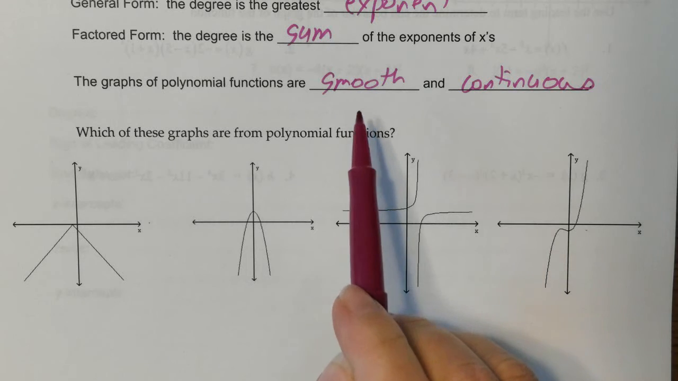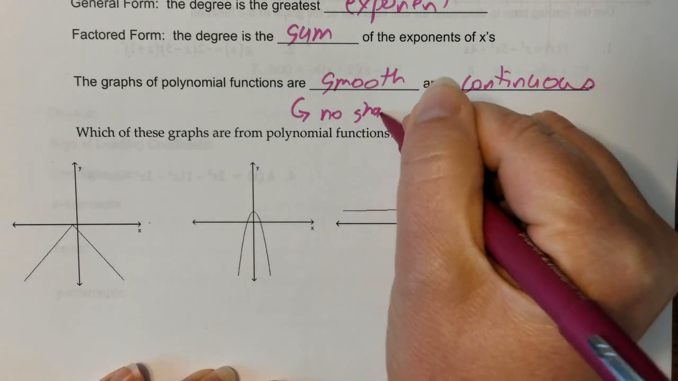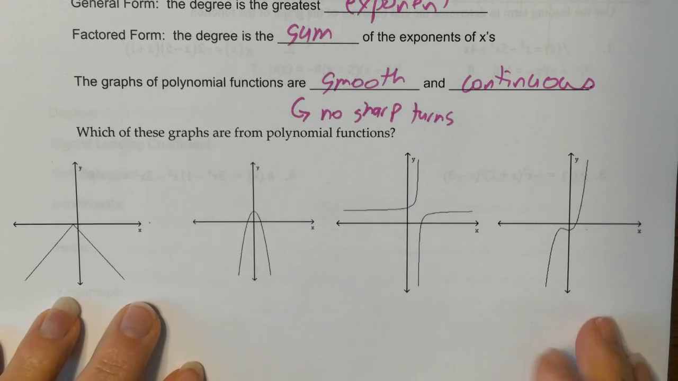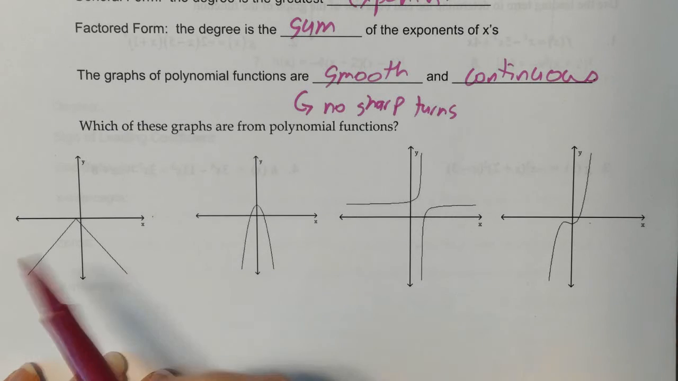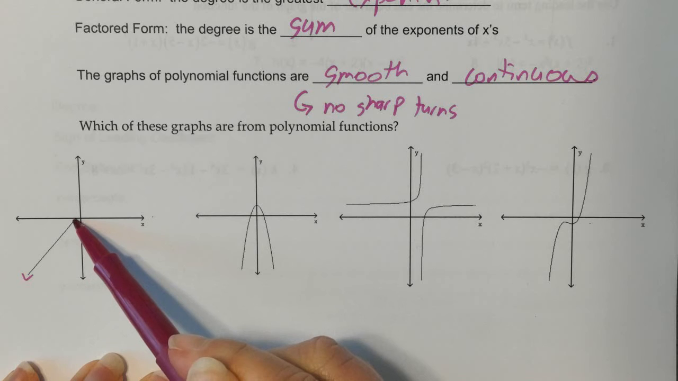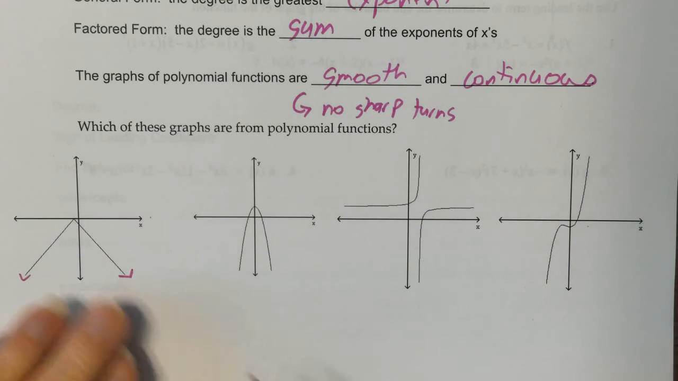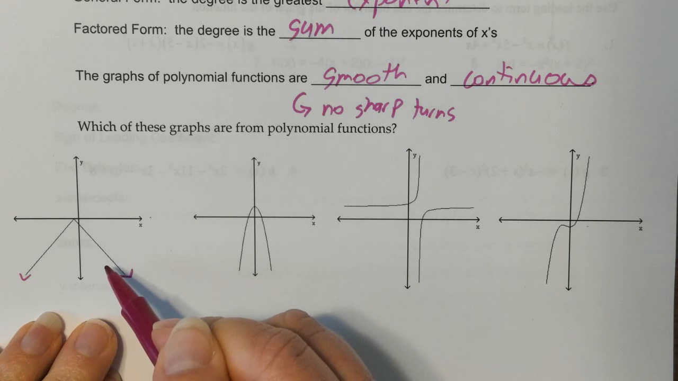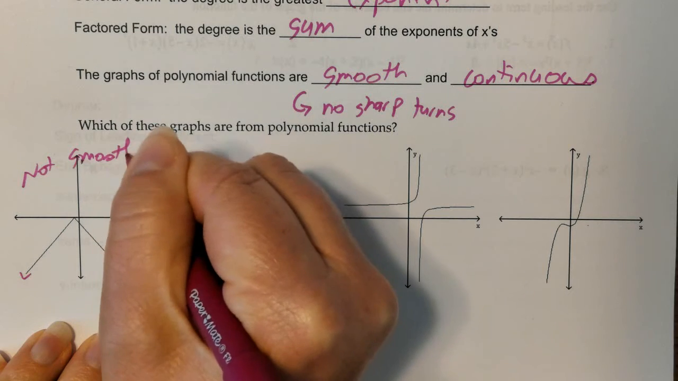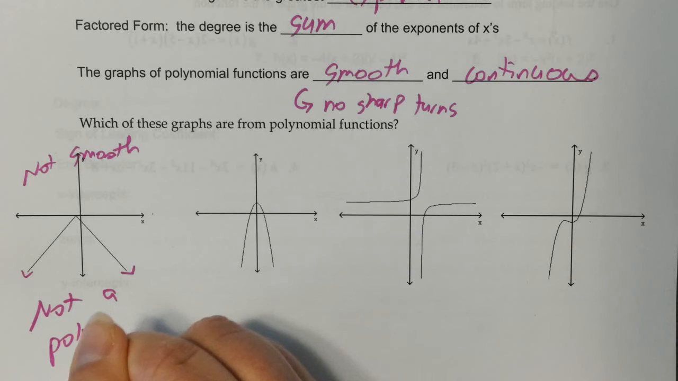Okay, let me talk to you about that word smooth. Smooth means there are no sharp turns. So this first one here is an example of a graph that's not smooth. It's going along perfectly smooth, but all of a sudden we get to this spot and we go, and it's a sharp turn to come to the other region, to draw the downward curve. This is not smooth. Since it's not smooth, it is not a polynomial.